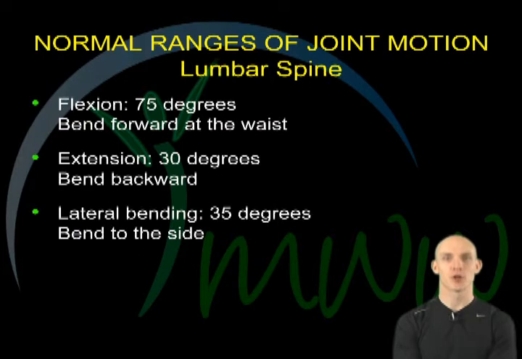Normal ranges of joint motion for the lumbar spine. Flexion. Recommended movement is 75 degrees. Bend forward at the waist. Extension. Recommended movement is 30 degrees. Bend backward at the waist. Lateral bending. Recommended movement is 35 degrees. Bend to each side at the waist.